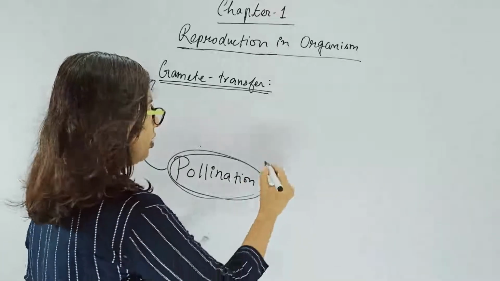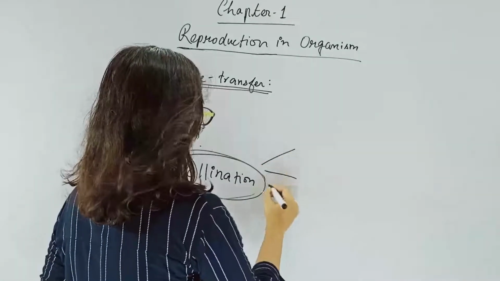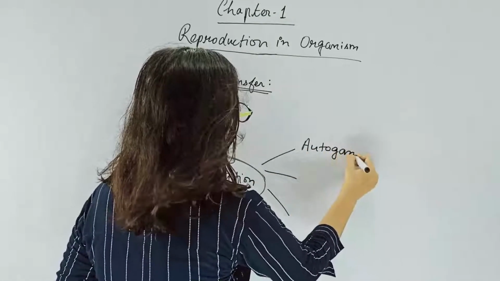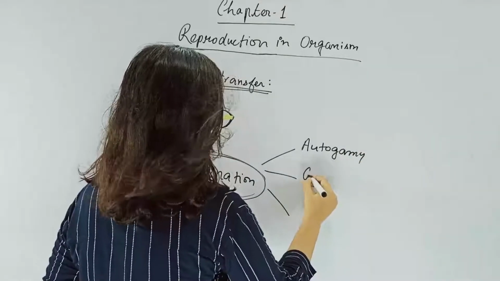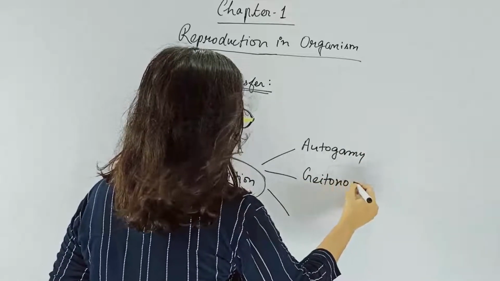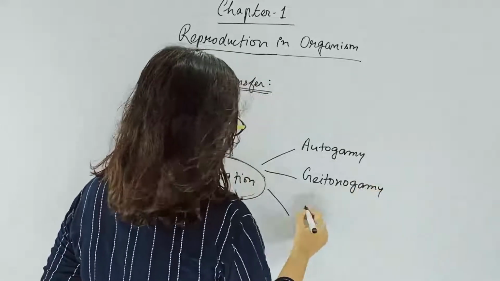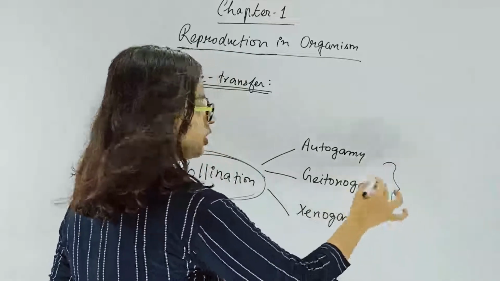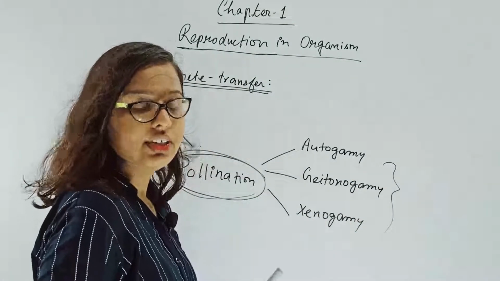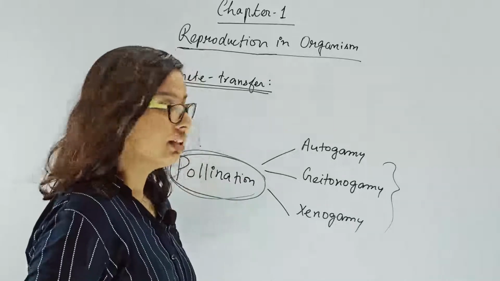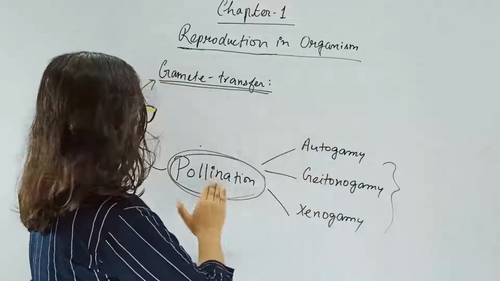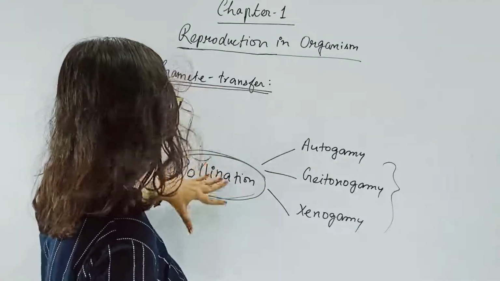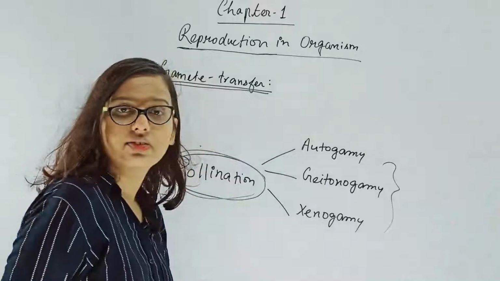So pollination can be of three types: autogamy, geitonogamy, and xenogamy. These things you will be studying in the next chapter, in which you are going to study the reproduction in flowering plants. So these three processes of pollination you are going to study in the next chapter. For now, you have to know that pollination is one of the mechanisms of the gamete transfer. This is it.